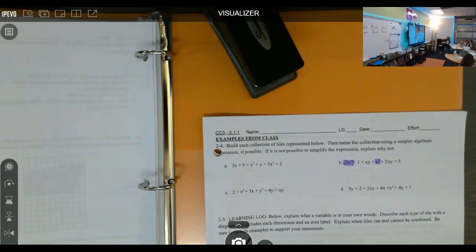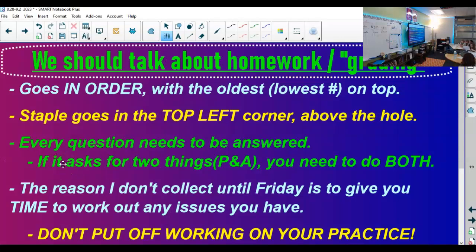All right, staple, top left corner. Every question needs to be answered and every part of every question. So if it asks you for perimeter and area, and you only give me perimeter, expect a check minus. And guys, check minuses are fine. It's your chance to revise and turn it into a check.